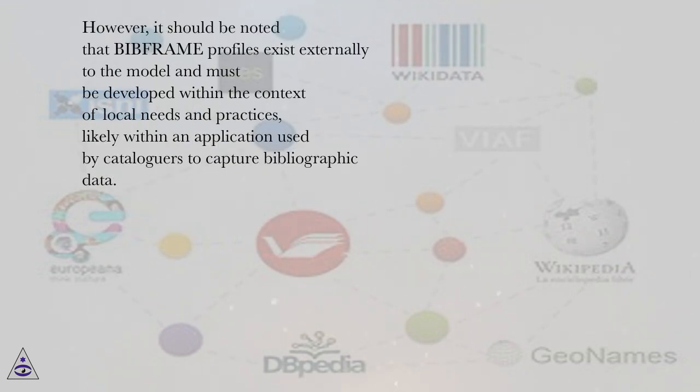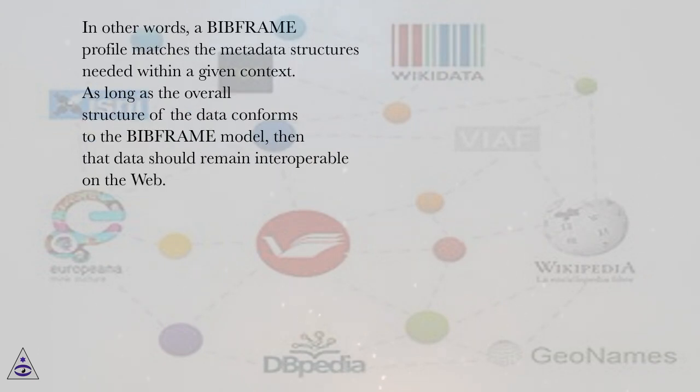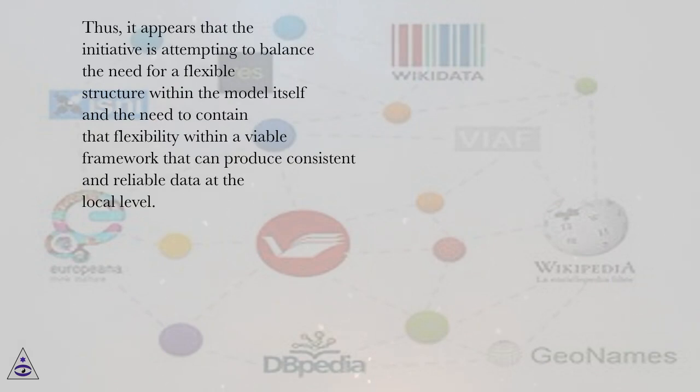However, it should be noted that BIBFRAME profiles exist externally to the model and must be developed within the context of local needs and practices, likely within an application used by catalogers to capture bibliographic data. In other words, a BIBFRAME profile matches the metadata structures needed within a given context. As long as the overall structure of the data conforms to the BIBFRAME model, then that data should remain interoperable on the web. Thus, it appears that the initiative is attempting to balance the need for a flexible structure within the model itself and the need to contain that flexibility within a viable framework that can produce consistent and reliable data at the local level.